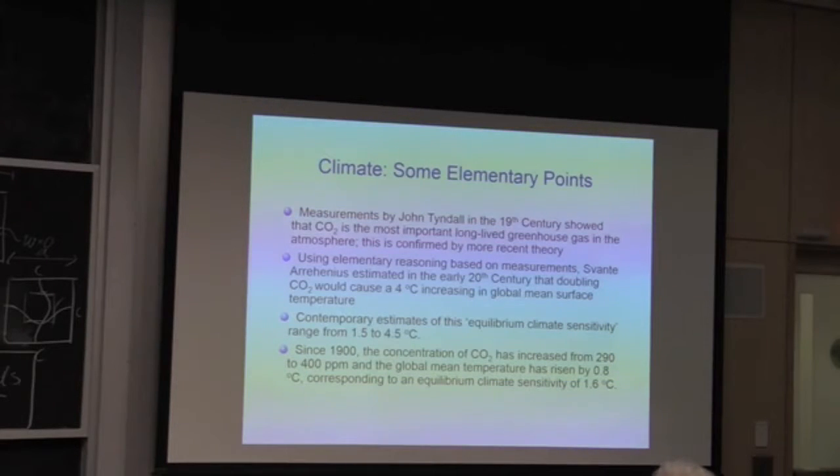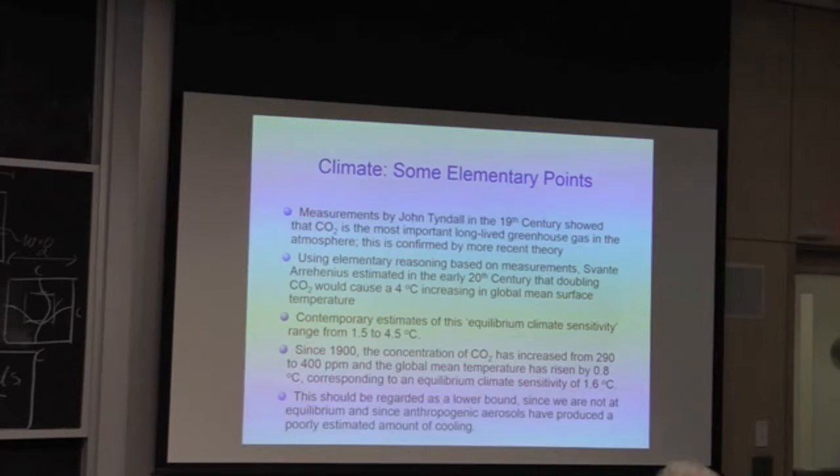Since about 1900, the concentration of carbon dioxide in our atmosphere has increased from about 290 parts per million to 400. And the global mean temperature has risen by about 0.8 of a degree C. And that, if you were to naively calculate a climate sensitivity from that, would give you about 1.6 degrees. But we might regard that as almost an absolute lower bound on what we call the climate sensitivity for two reasons. One is we're not at equilibrium. We're far from equilibrium now. If we stop increasing CO2 and let it equilibrate, there will still be more warming before it equilibrates.